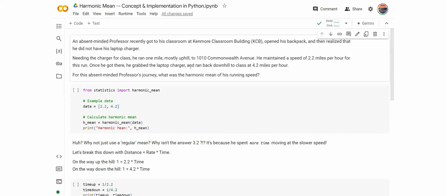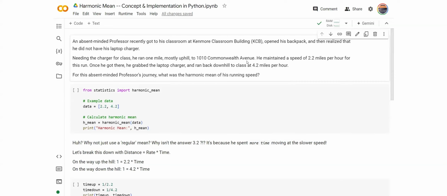Okay, so here's our situation. An absent-minded professor, who might that be, recently got to his classroom at Kenmore Classroom Building, KCB, opened his backpack, and then realized he did not have his laptop charger. Needing the charger for class, he ran 1 mile, mostly uphill, to 1010 Commonwealth Avenue. He maintained a speed of 2.2 miles per hour for this run. Once he got there, he grabbed the laptop charger and ran back downhill to class at 4.2 miles per hour.